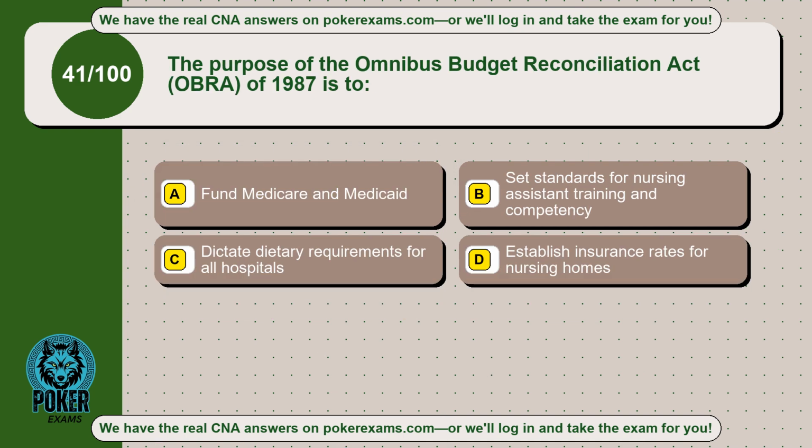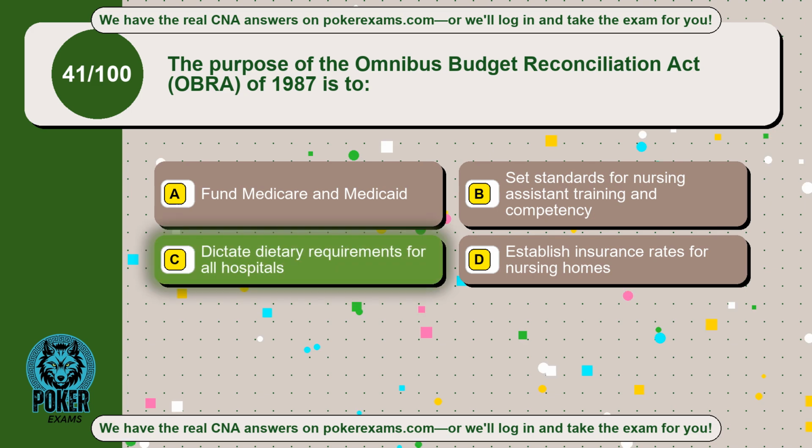Question 41. The purpose of the Omnibus Budget Reconciliation Act, OBRA, of 1987 is to. Option A, fund Medicare and Medicaid. Option B, set standards for nursing assistant training and competency. Option C, dictate dietary requirements for all hospitals. Option D, establish insurance rates for nursing homes.